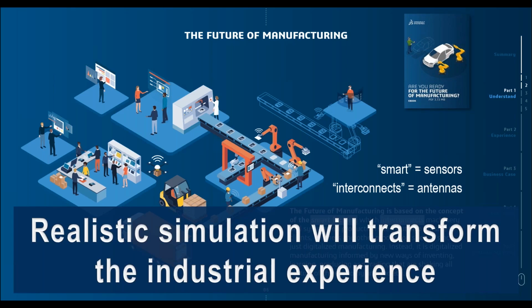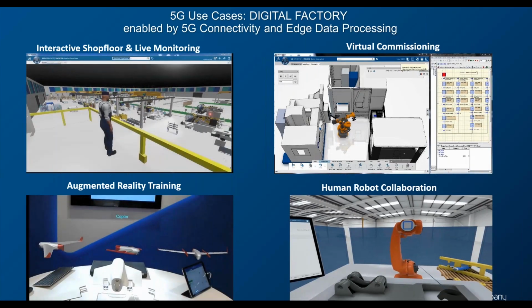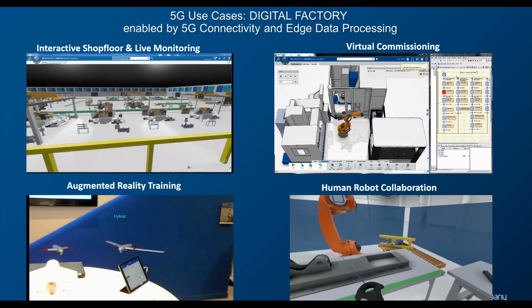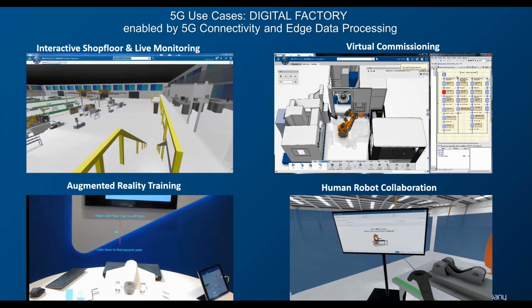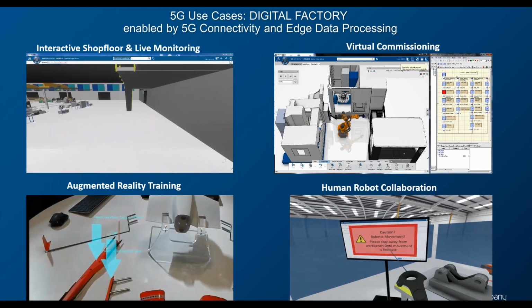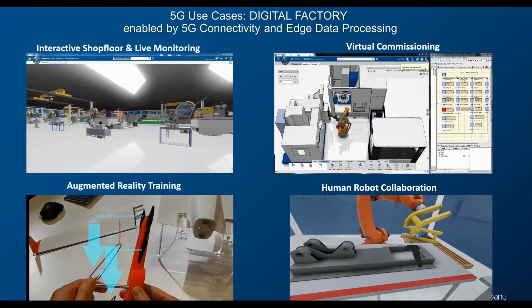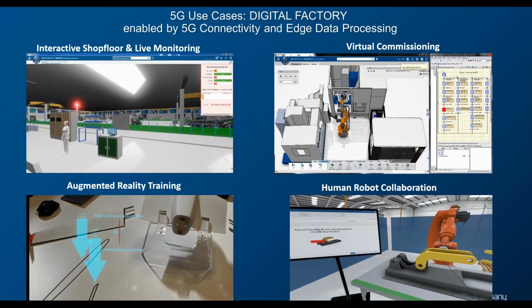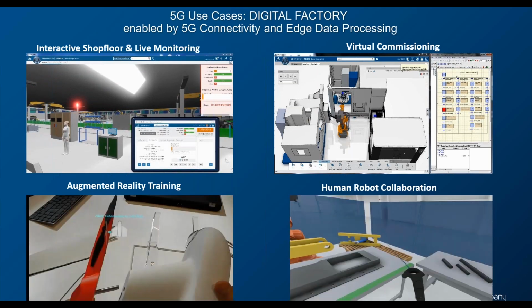So what is this really going to do in the manufacturing world? It's really going to change the manufacturing world quite a bit. We'll be able to have interactive shop floor monitoring and live monitoring, meaning you'll be able to have a view of a factory, with one person controlling many, many aspects of it. Virtual commissioning, which is really important these days, is the ability to set up a work cell or the systems running without actually having hardware in place.